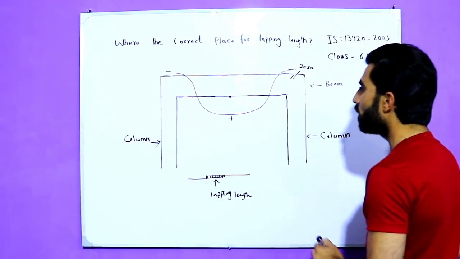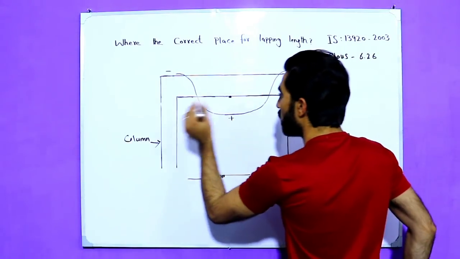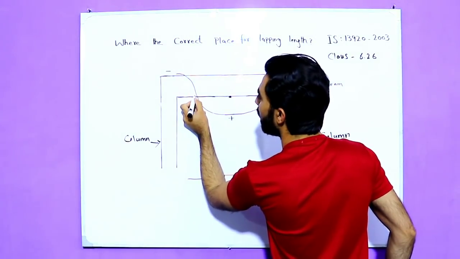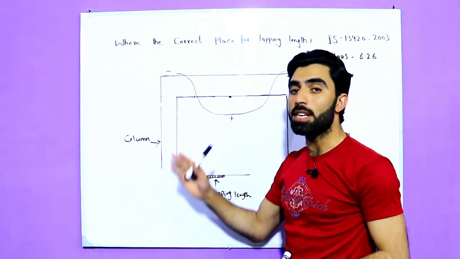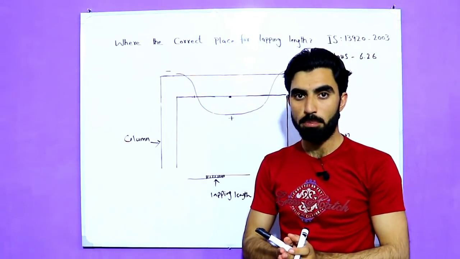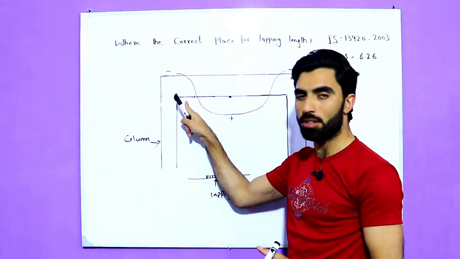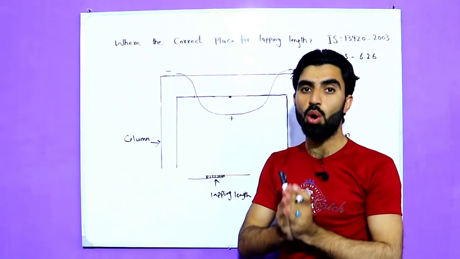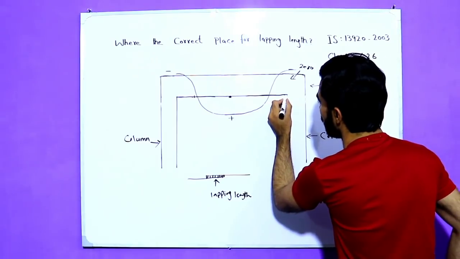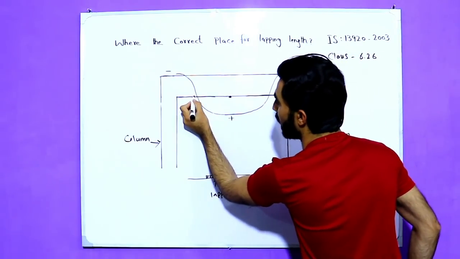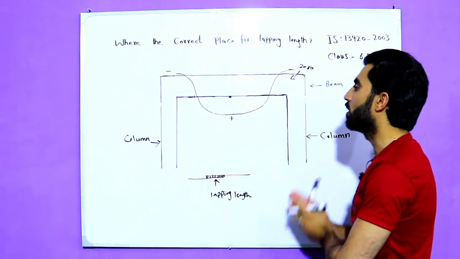Okay, first of all I will tell you guys, lapping length should not be provided at the end of the support. That's because here there is no bending moment, but here there are shear stresses. The bending moment is 0 here, but here are shear stresses. So lapping length should not be provided at the end of the support. So you are not able to use lapping length here. Also you are not able to use lapping length here. So where can we place lapping length, right?